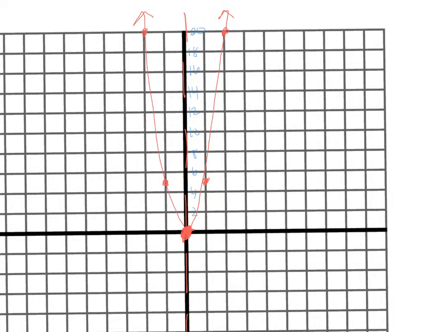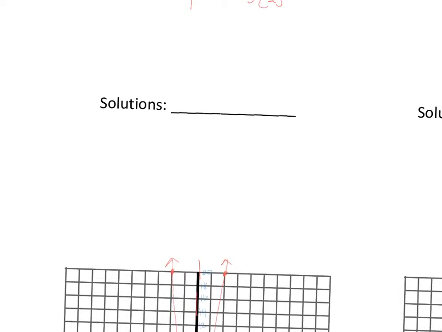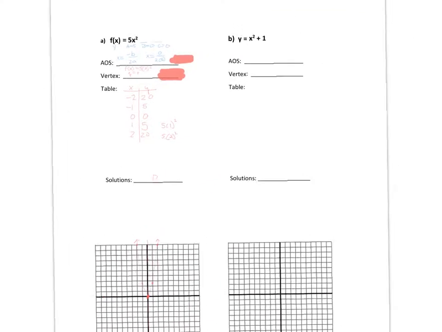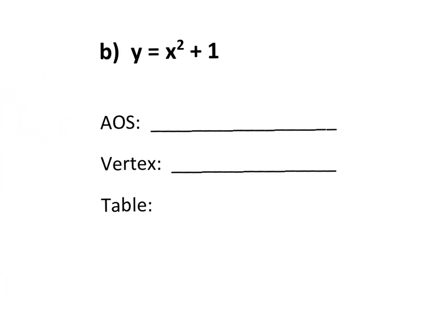Okay. All right, so now my solutions are going to be wherever it crosses the x-axis. So in this case, where's it crossing? Well, it's crossing at 0. So back up here, when it says solutions, our solution is 0. It's crossing at 0. Okay. All right, so let's go ahead and try another one here.